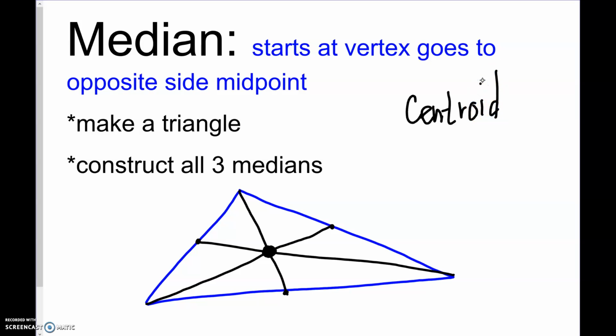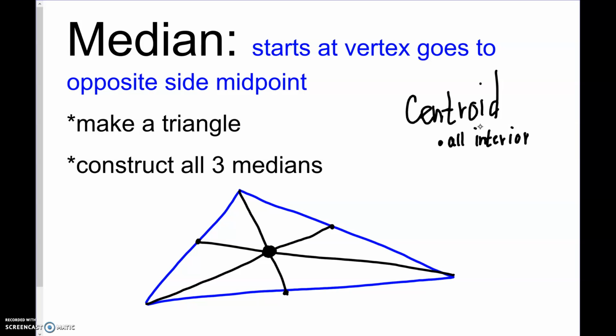Now, my triangle here looks like it might be acute, but what do you think would happen if we did an acute triangle or a right triangle or an obtuse triangle? Where do the centroids meet? And all of them are in the interior. All are in the interior. And there's a couple special things that happen with a centroid.